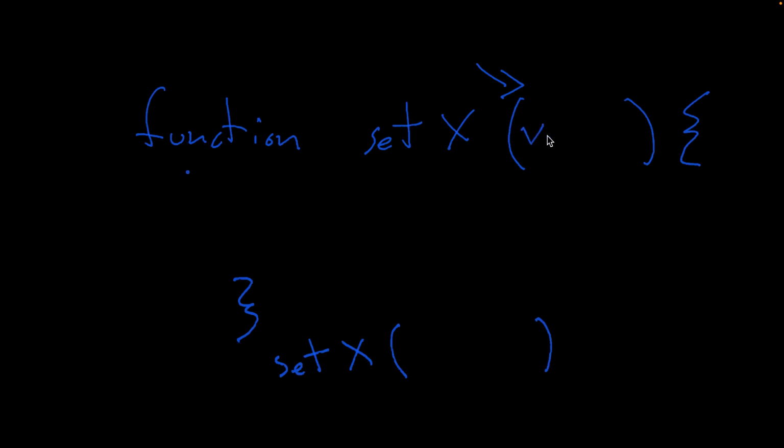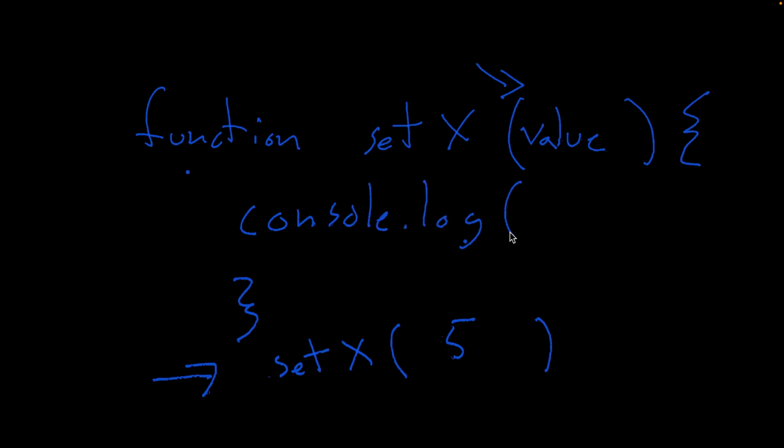So if I say, let's just call whatever gets entered into here the value. And if I call this function here, and I give it the value of 5, if I say console log value, it'll give me 5, right? If I say set x and I say 6, then what's the second value it would give? 6, right? Easy enough.